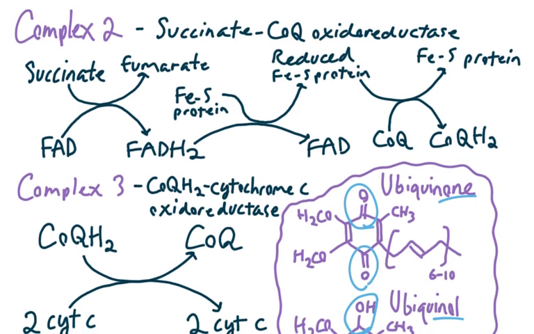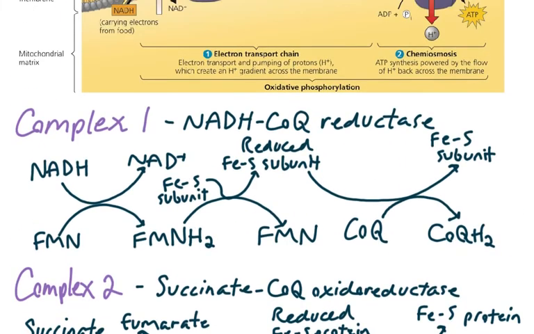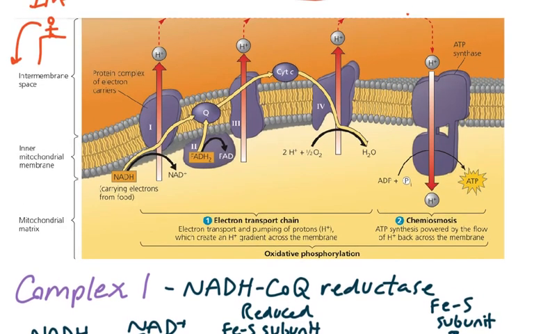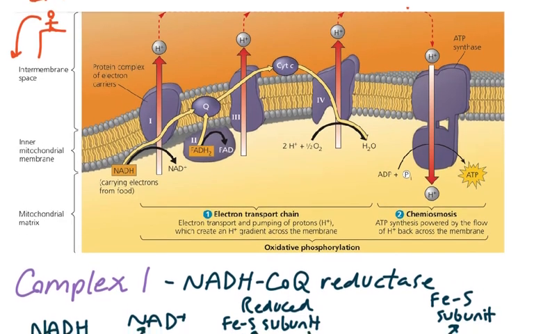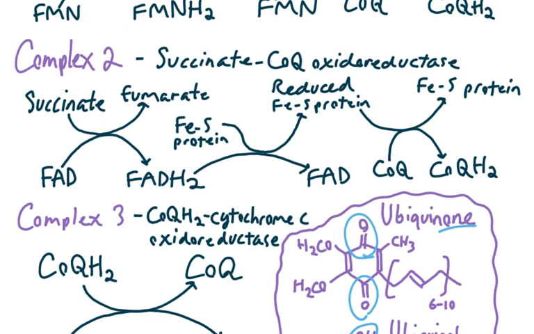Complex 2 is also going to be reducing coenzyme Q, but it's going to do it with FAD and FADH2. So we have a little bit of a primer step because, if you go up here, it's showing you FADH2 getting oxidized to FAD. And if you look down here, you might be like, what the heck, why are we starting with FAD? Well, it's because we have to look back at the citric acid cycle.